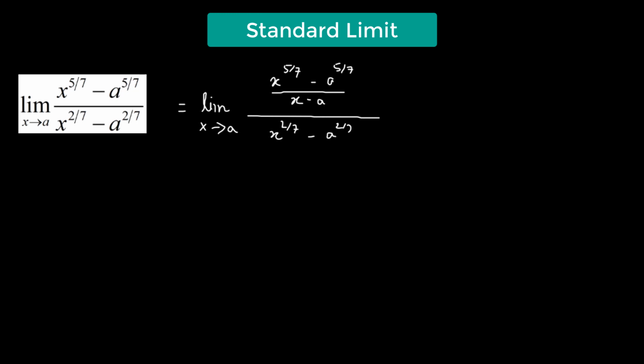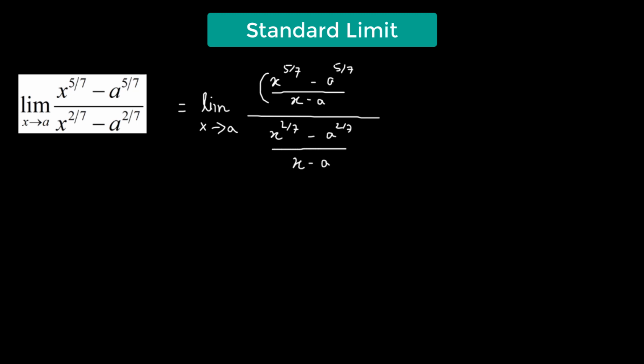So here we need to find the limiting value of the given function when x approaches a. So for that we need to convert it into the standard form. So that is limit x approaching a. We're going to divide both numerator and the denominator by x minus a. So that will give us x raised to the power of 5 over 7 minus a raised to the power of 5 over 7 divided by x minus a, whole divided by x raised to the power of 2 over 7 minus a raised to the power of 2 over 7 divided by x minus a.